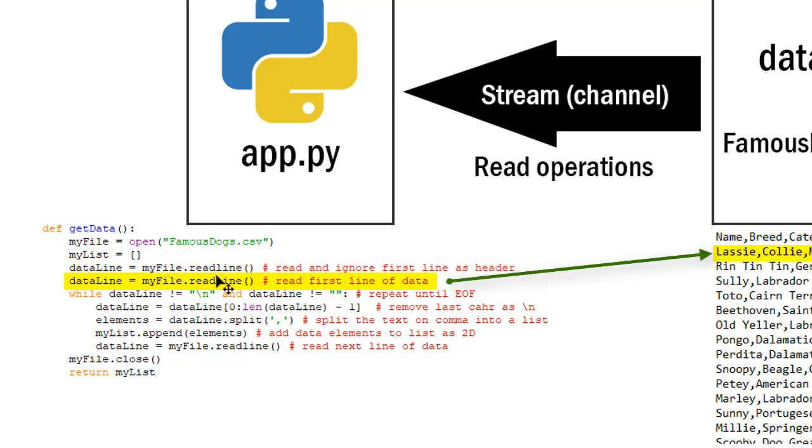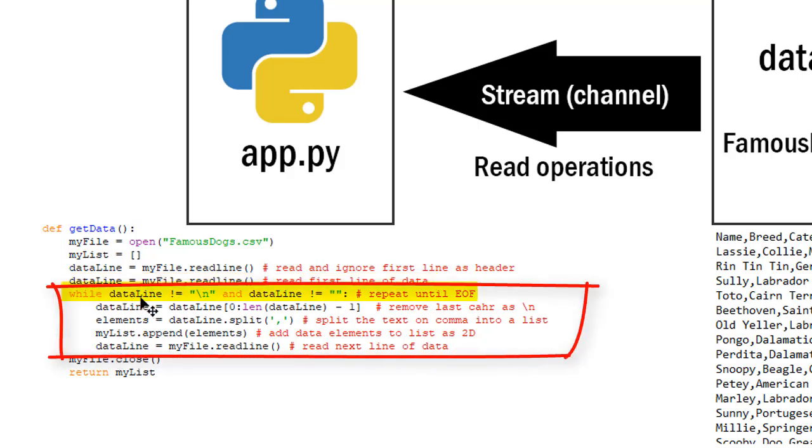That's just describing what that data is, so I'm going to read it and ignore that first line. Then I'm going to read the next line. That next line is my Lassie line. And here, I'm reading that line and putting it into a variable called data line, and I'm going into a loop. While data line does not equal just a newline character, so it's just a blank line, or it equals nothing, meaning there is no further line there. So I'm going to repeat until I reach the end of the file. That's what EOF stands for, end of file.